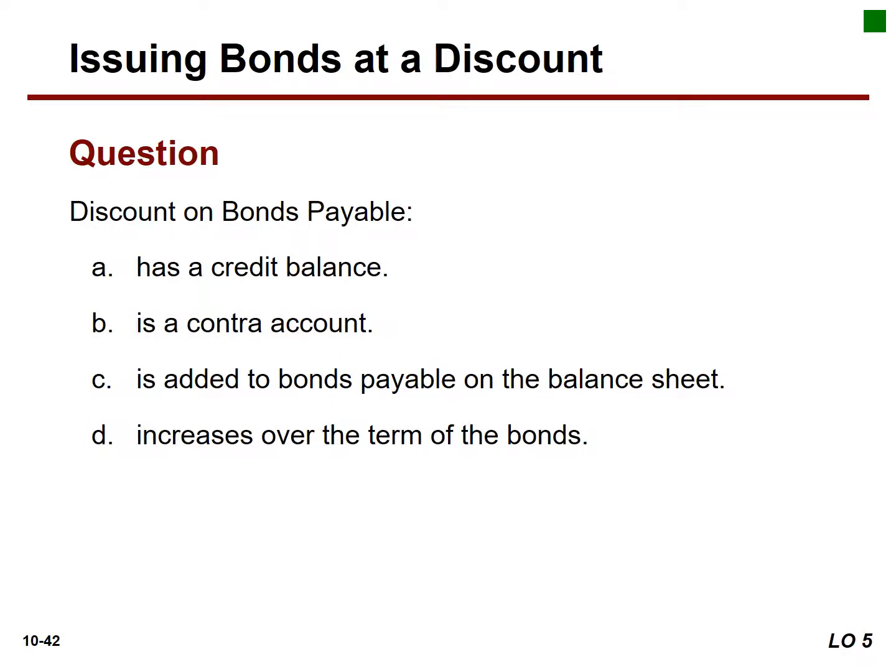Okay, here's another question. Discount on bonds payable is a contra account. It's a contra liability account.